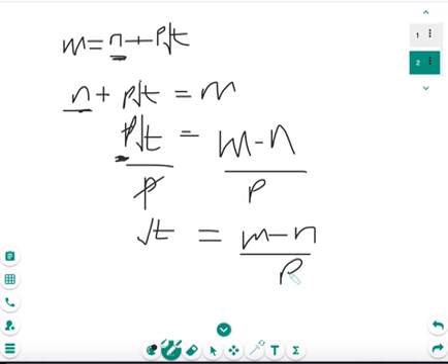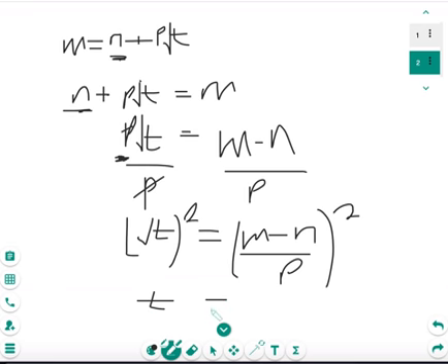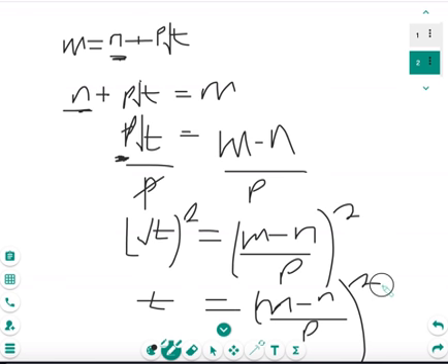Alright? Then you have to square both sides to get rid of the root sign. You square both sides. Yeah? And so you get t is equal to, and you square both sides, the root sign goes from here. T is equal to m minus n over p, all squared. Alright? So that is how you do that one.